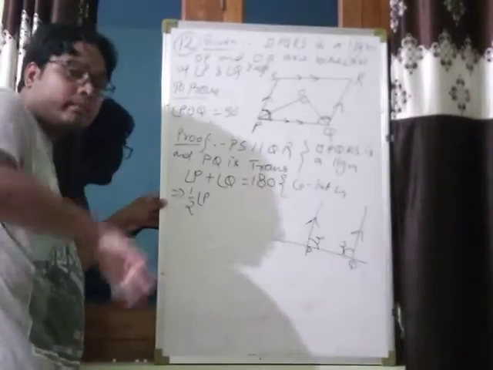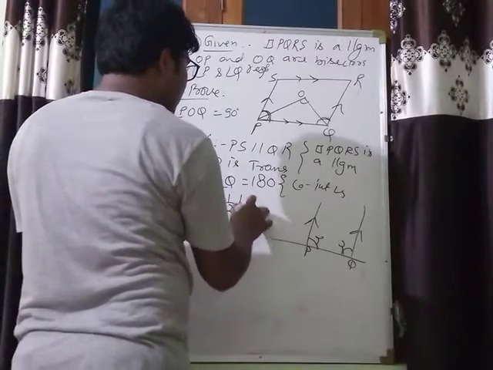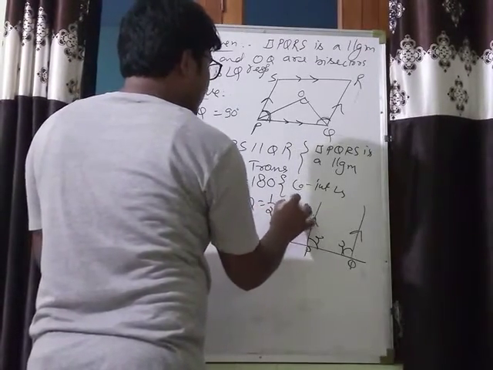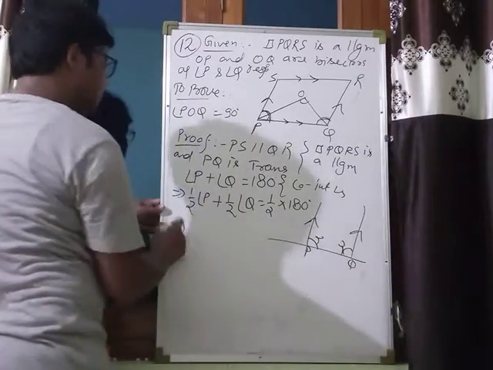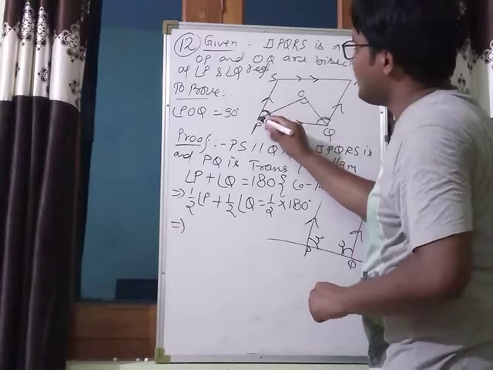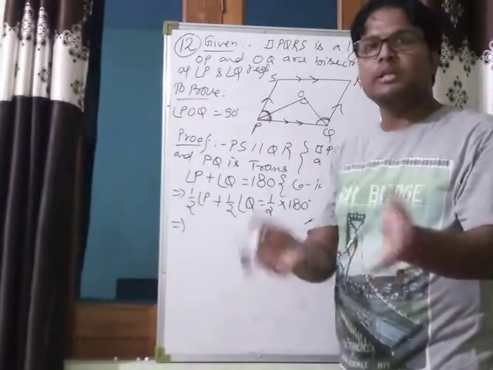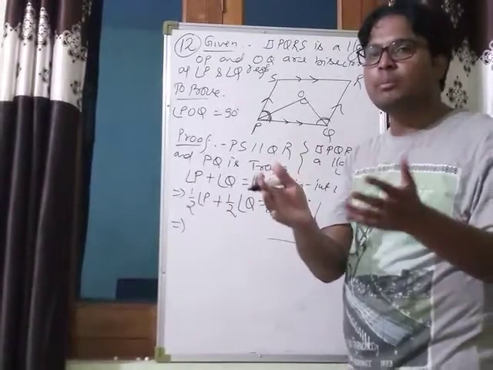Multiply 1 by 2 on both sides. So we have half of angle P plus half of angle Q, that is half of 180 degrees. Now this is angle P and OP is the bisector of angle P. A bisector again divides this angle P into two equal parts.